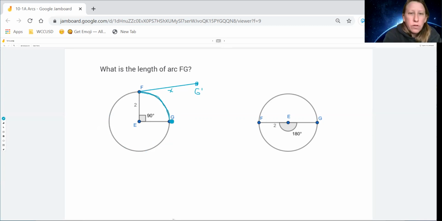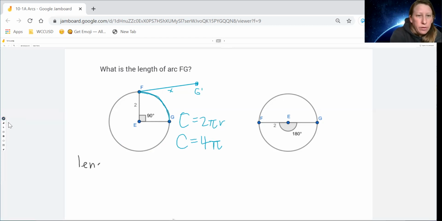Do we have a formula for circumference? Yeah, we do. It's 2 pi r. We already did this problem. The radius is 2, so the circumference of this circle is 4 pi. All the way around the circle is 4 pi. But we don't want all the way around the circle. We only want part of it. We only want the length of arc FG. And you have to write it like this. There's no shortcut way to write it.